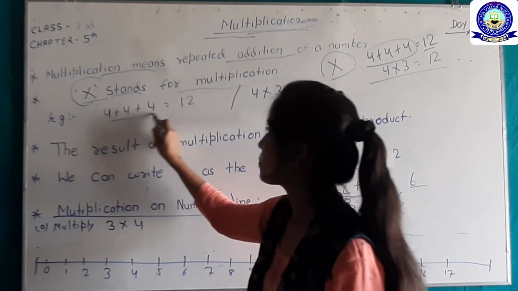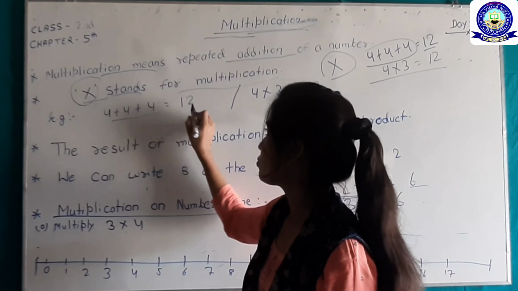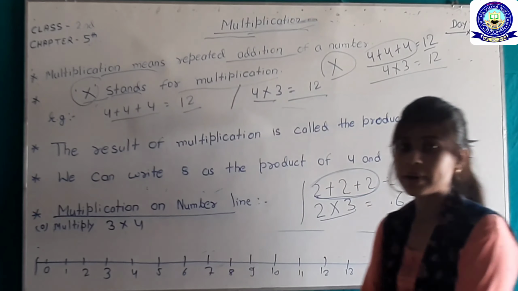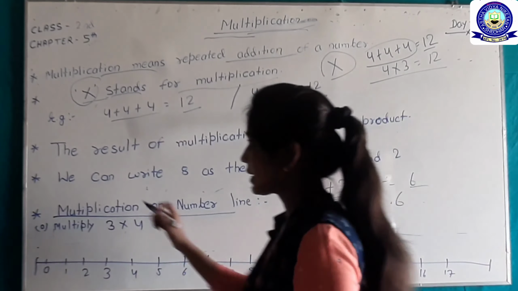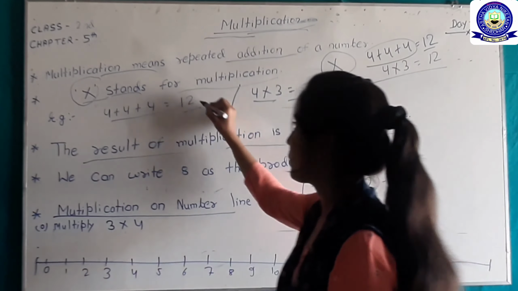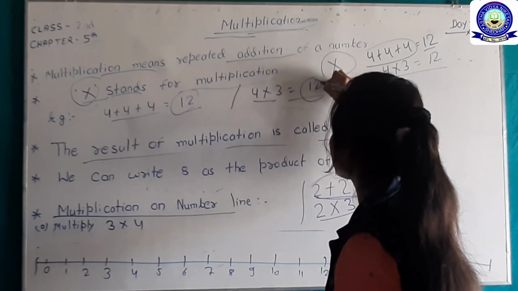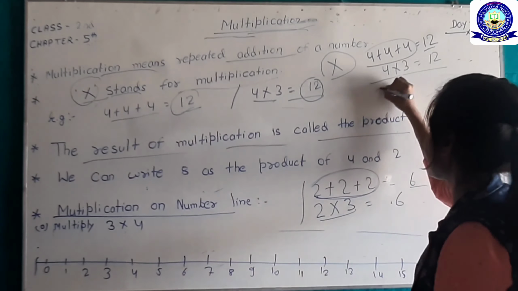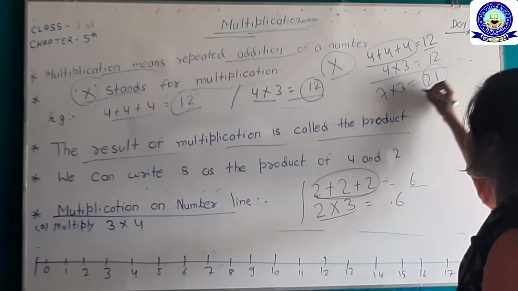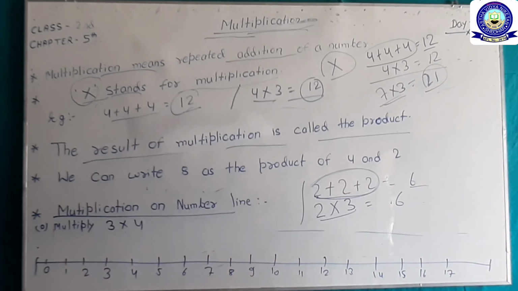Here is 4 plus 4 plus 4, and we write 4 three times and get 12. When we multiply 4 into 3, we get 12. And next, the result of multiplication is called the product. When we get any value of multiplication, like 7 into 3 is 21, this 21 is called the product of 7 into 3.